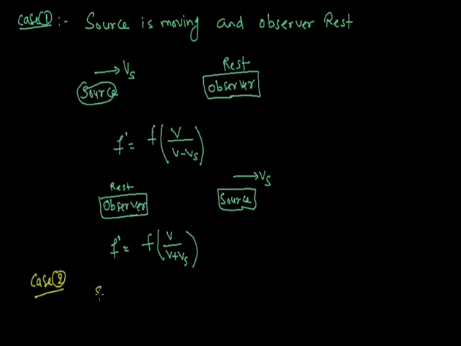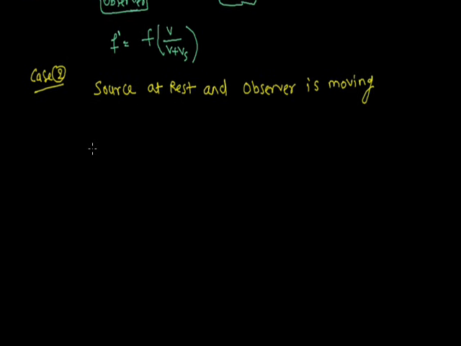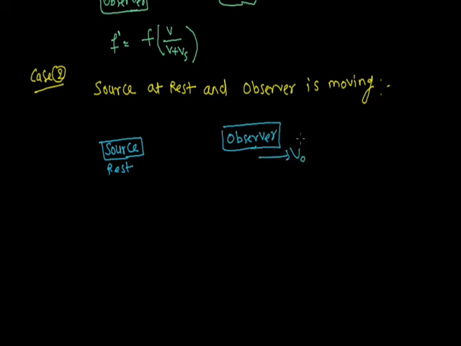Now case second. The source is at rest and the observer is moving. That means that is the source, it is at rest, and the observer is moving with v naught velocity. Now the observer is moving away from the source. The frequency received by the observer will be less, since v minus v naught is less, so f dash will also be less.